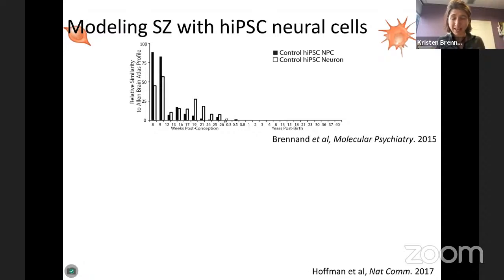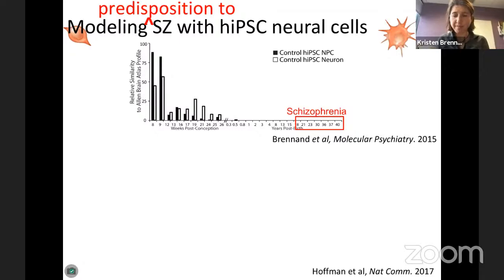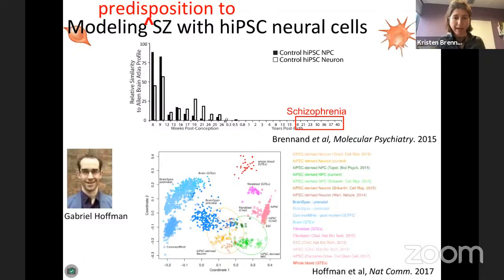This was at the time really disappointing, because what we were hoping to say was that we were modeling a disease way over here on the right side of the graph. Of course, it's clear now that we are not. These are not disease in a dish models. These are disease risk in a dish models. We're modeling predisposition to schizophrenia with stem cell derived neurons. More recently, a collaborator of mine, Gabe Hoffman, went back and repeated this analysis on a much larger data set.